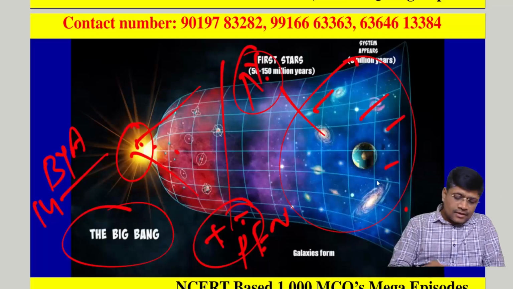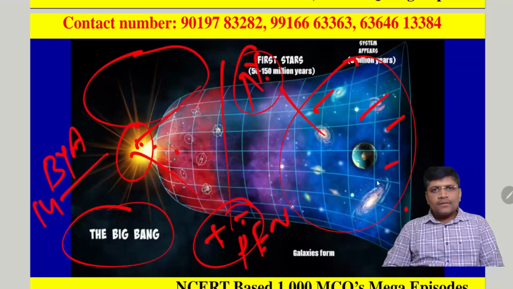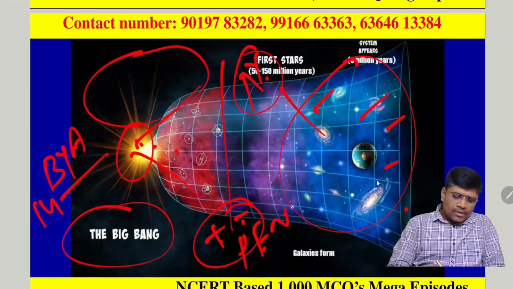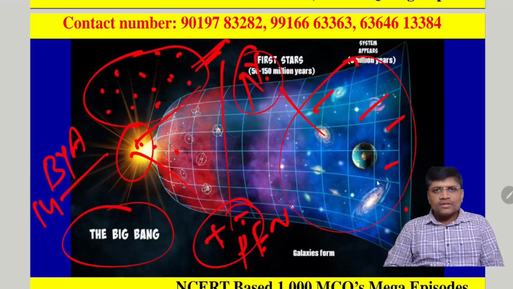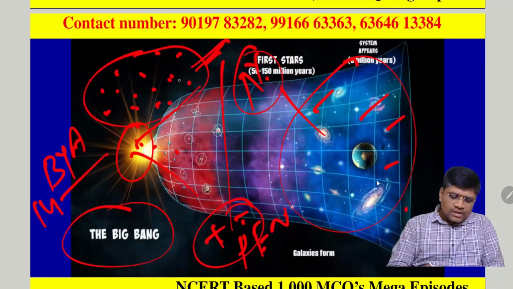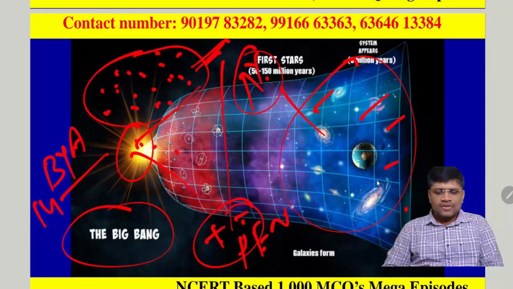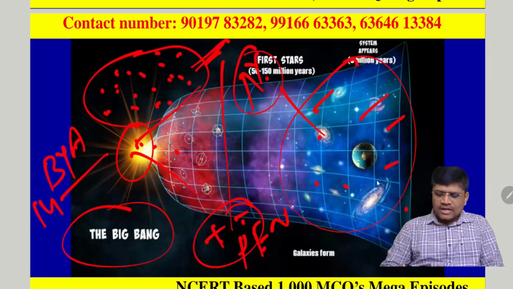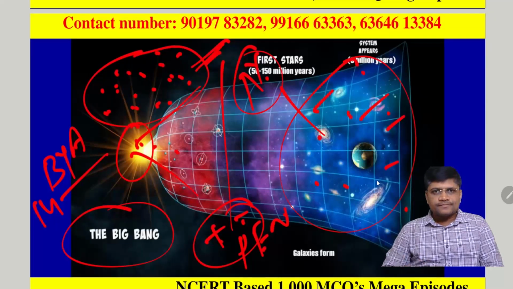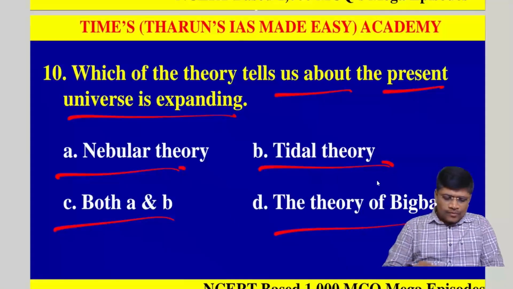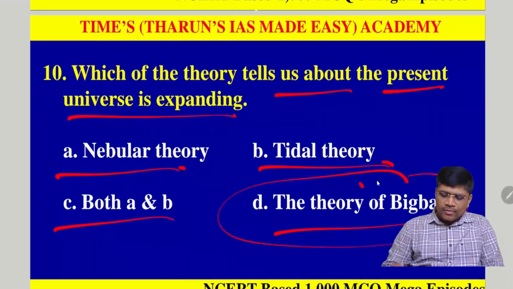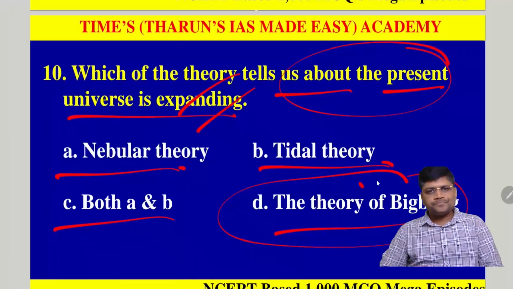According to this theory, for example, take an empty balloon and mark some points with a pen. You keep on filling air into the balloon. What happens once the balloon expands is that the distance between these dots keeps on increasing. In a similar way, the distance between the stars and the galaxies is also increasing. That's what the Big Bang theory says. So, according to the theory of Big Bang, the present universe is expanding. Clear?